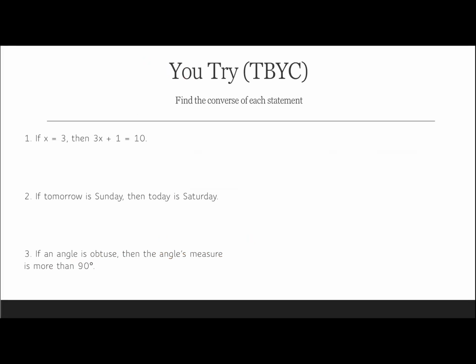On this slide, you're going to try to find the converse of each statement. Please pause the video, practice, and then come back and check your answer. For number 1, you should have gotten x equals 3 is P, 3x plus 1 equals 10 is Q. That's going to make your converse. If 3x plus 1 equals 10, which is statement Q, then x equals 3 is statement P. Notice how we just swapped the hypothesis and conclusion.